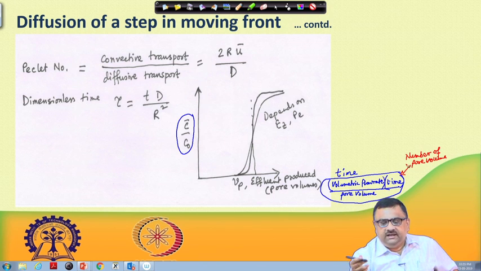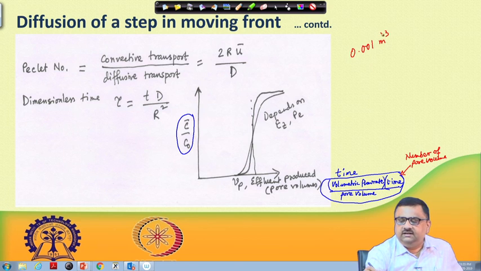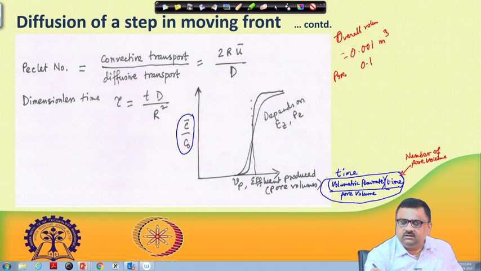For example, if this material has a volume of, let us say, 0.001 meter cube and it has a porosity of 0.1. So the overall volume is this, and porosity is equal to 0.1. Then one can say that 0.0001 would be the pore volume.